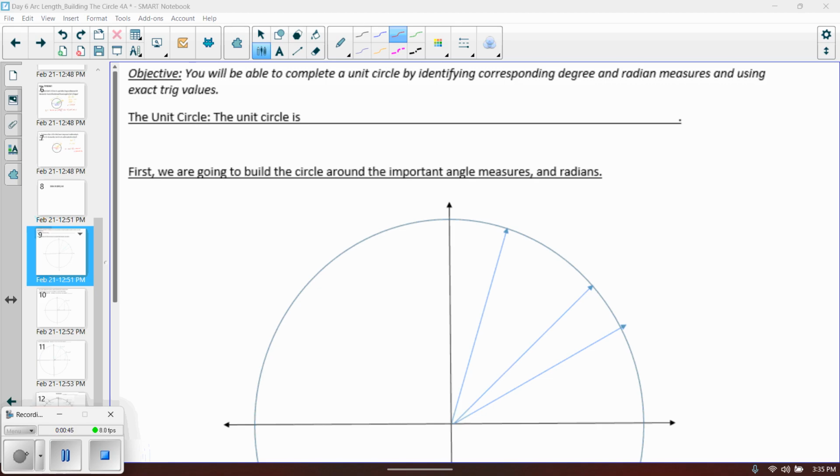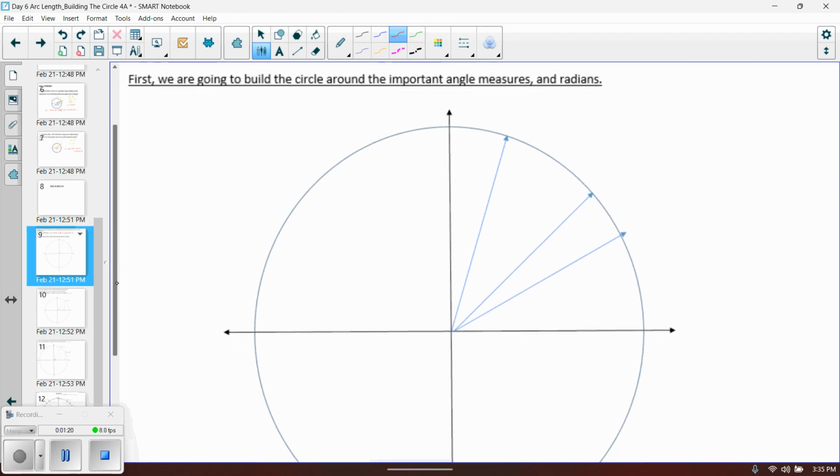All right, so in general, the word unit in mathematics and sciences typically relates to something having one or a single unit. Therefore, the unit circle is a circle with a radius of 1. That is literally what a unit circle is. So every one of the rays that you see coming out of this circle has a radius of 1, or a length of 1. What we're going to do is build the circle around some of the important angle measures and radians.